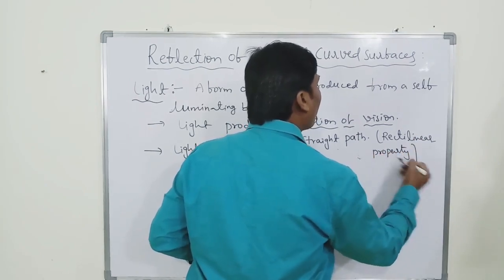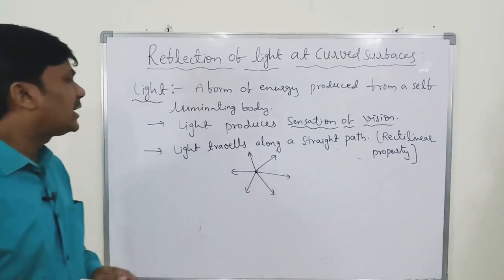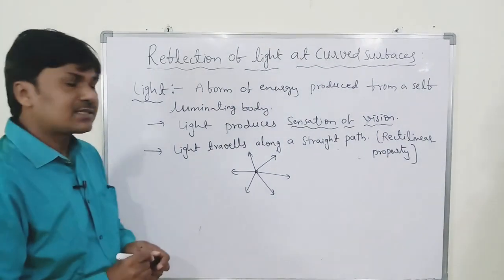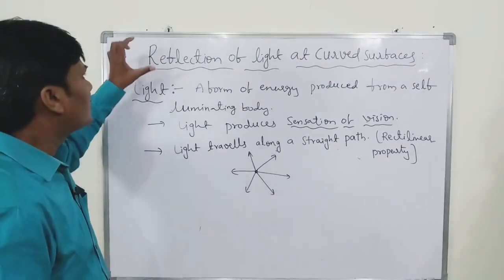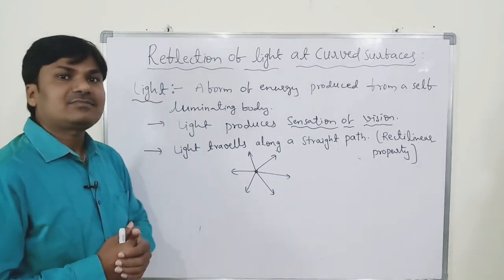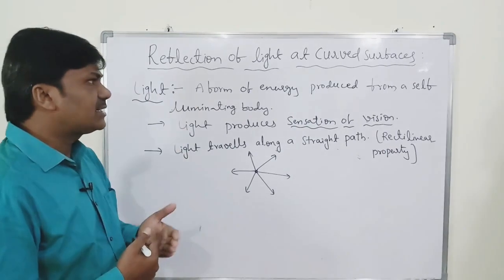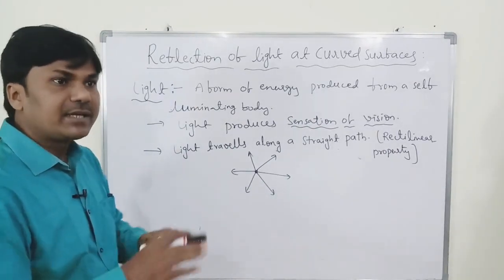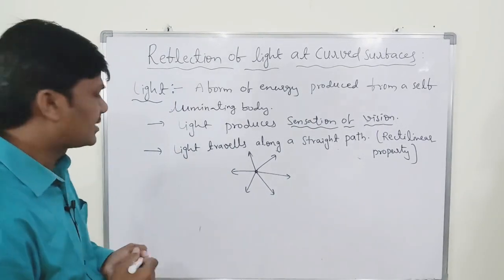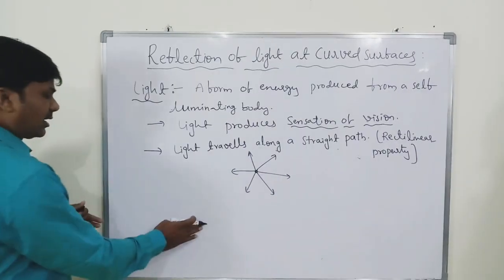Rectilinear property of light. It means light only travels along a straight path. Understand? Now we shall discuss what is reflection. How does light reflect? You already studied the reflection of light from plane surfaces, meaning plane mirrors. So let us recall that knowledge also.